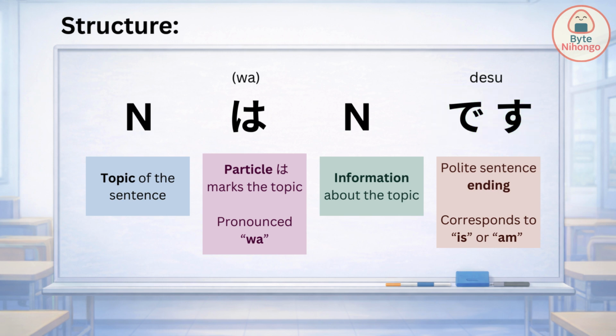The particle wa marks the topic of the sentence. It tells the listener what the sentence is about. Even though it is written as ha, when it functions as a particle, it is pronounced wa. This is an important pronunciation rule for beginners. The word desu is a polite sentence ending. It makes the sentence formal and respectful. In English, it often corresponds to is or am, depending on the subject.